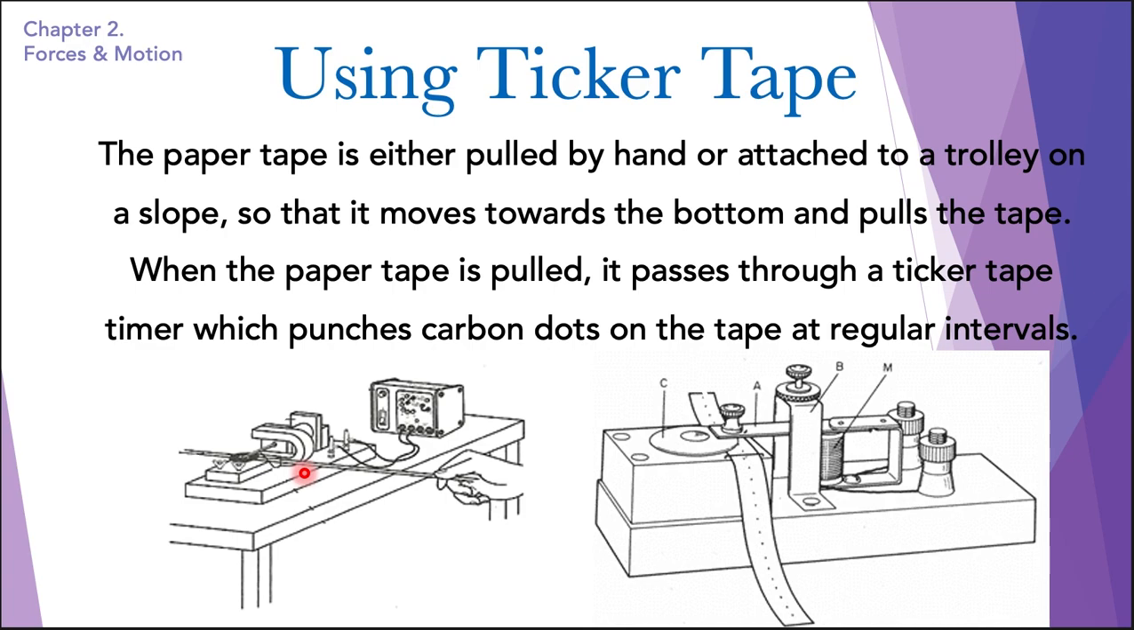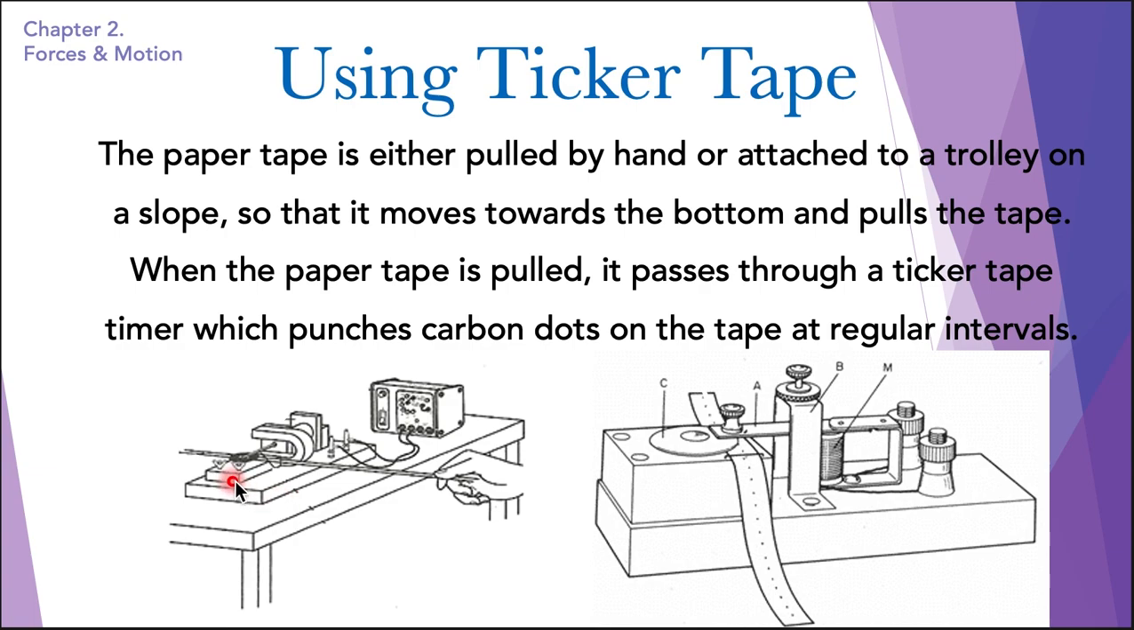The paper tape is either pulled by hand or attached to a trolley on a slope so that it moves down towards the bottom and pulls the tape.